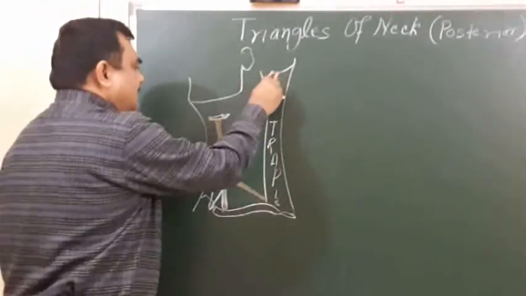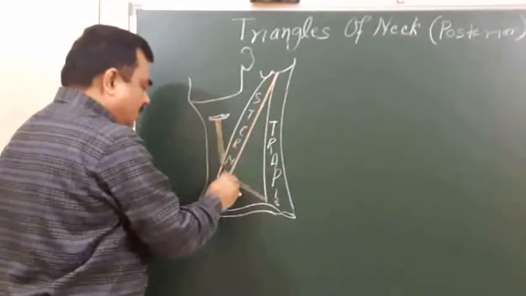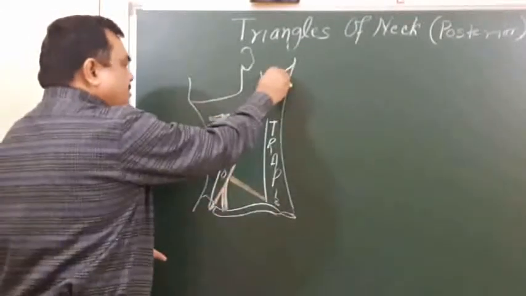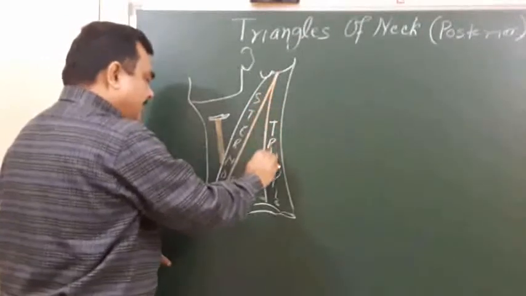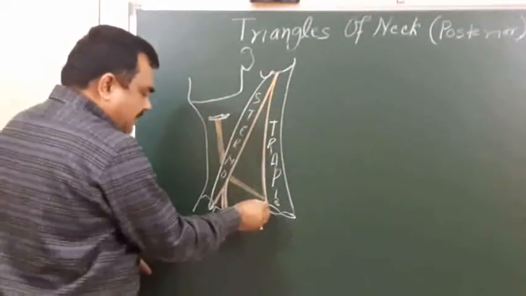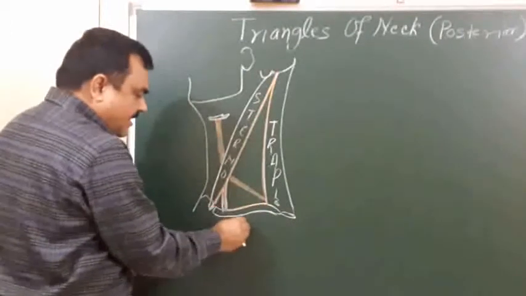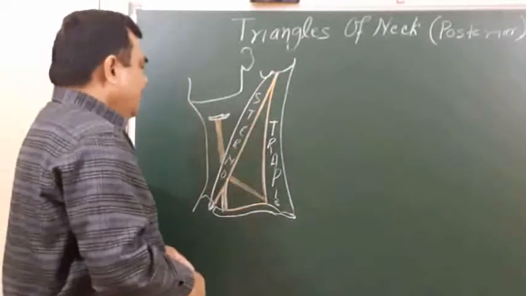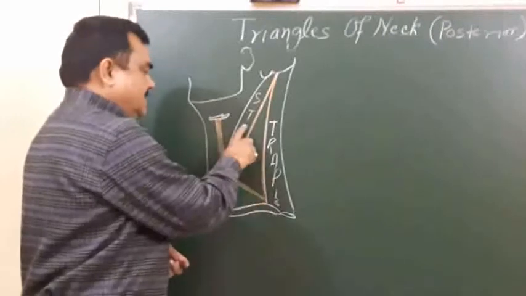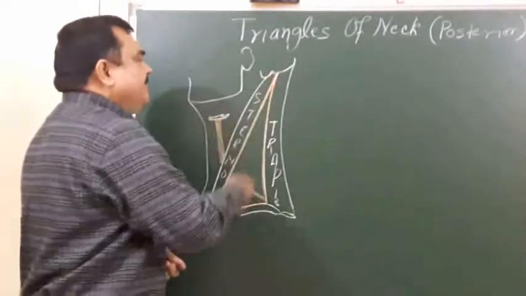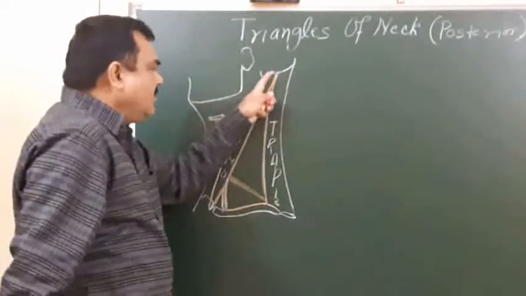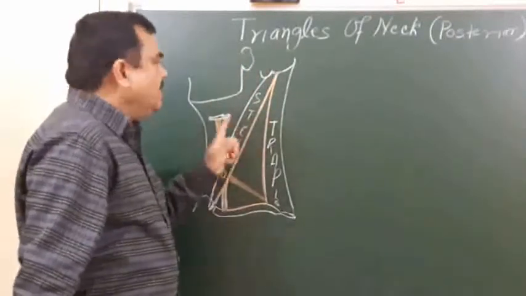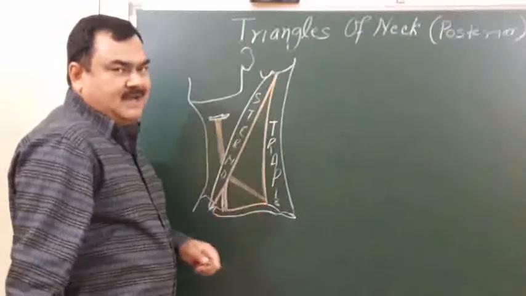Here you can see this is the posterior border of sternocleidomastoid. It forms the anterior boundary. The posterior boundary is formed by the anterior border of trapezius, and the inferior boundary is formed by the upper surface of the middle 1/3 of the clavicle. This is the base, this is the anterior boundary, this is the posterior boundary. The apex is found here at the superior nuchal line where the anterior and posterior boundaries meet. So this is the boundary of the posterior triangle of the neck.